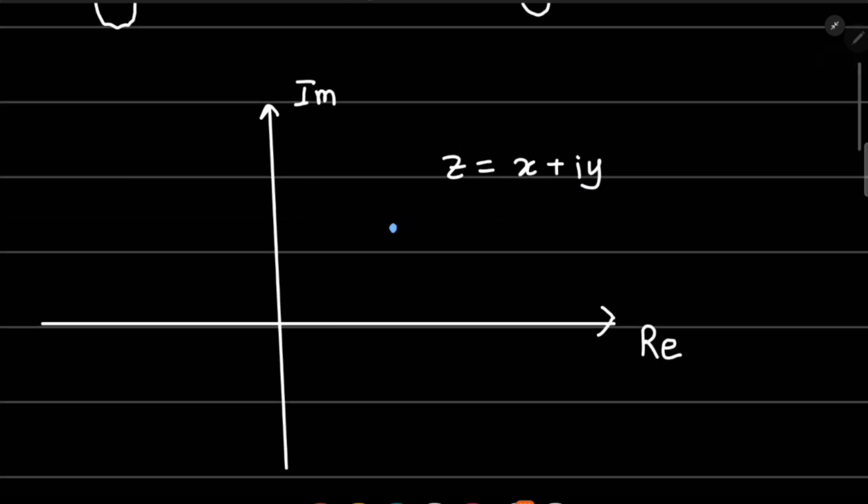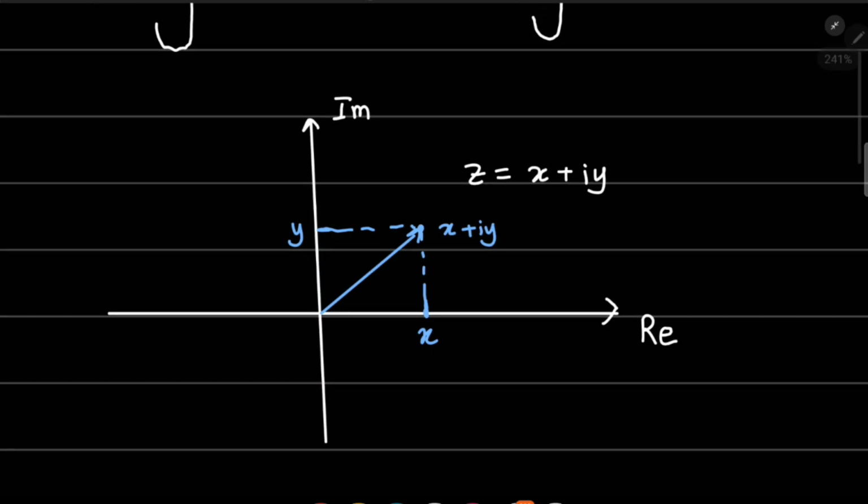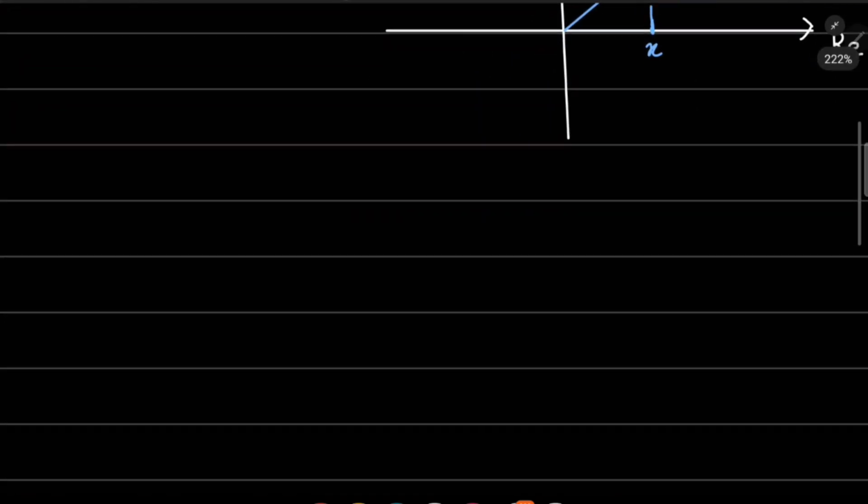So for any x, y, the x value is the real axis value and the y value is the imaginary axis value. So this point over here represents x plus iy. Now if I move on to some advanced cases of it, we have this formula over here. This is the formula of a circle in an Argand diagram. This represents a circle.